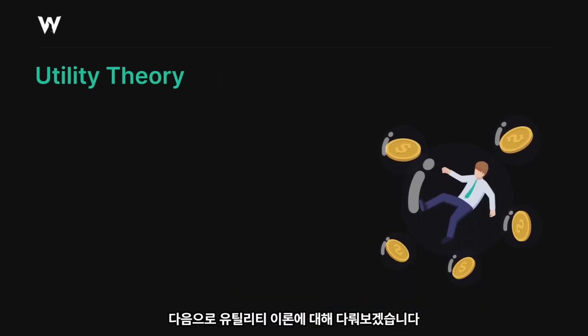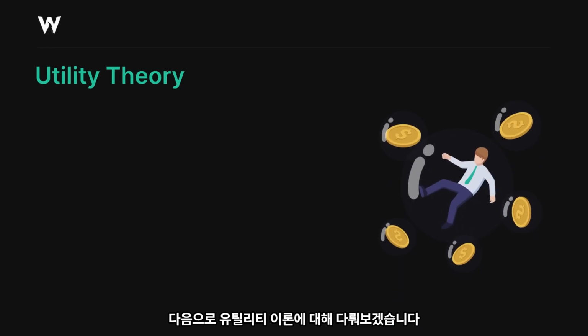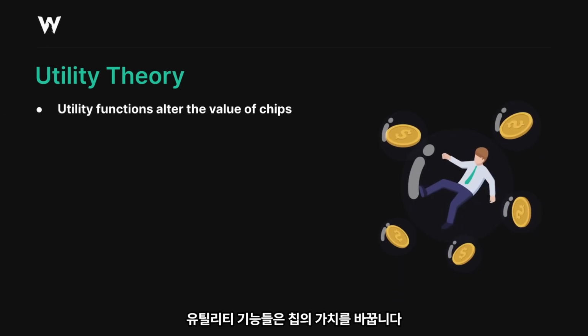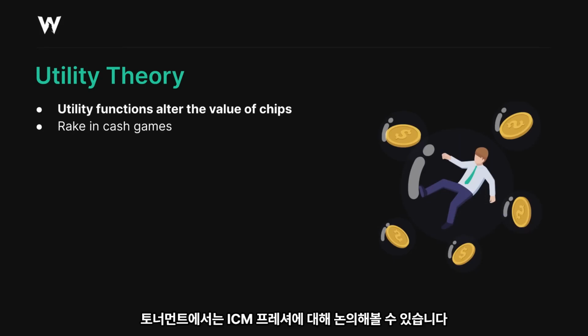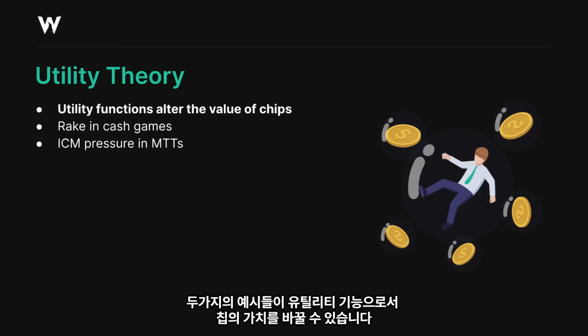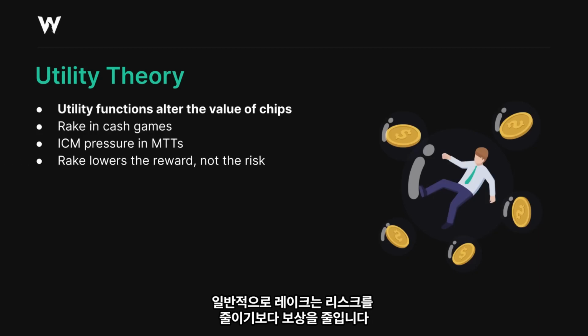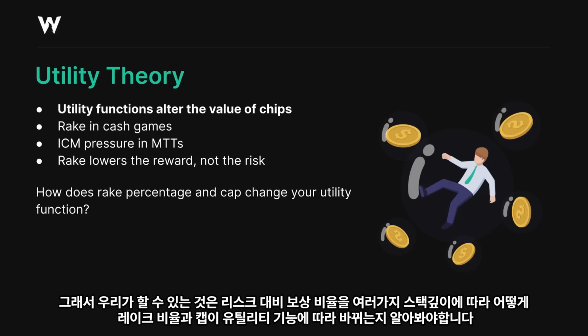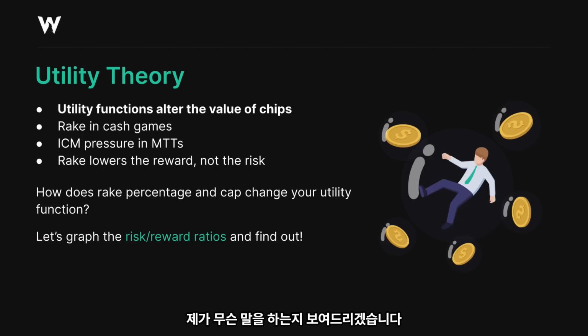Next, I'd like to visualize utility theory. Now, utility functions are something that alter the value of chips. So in a cash game, we can talk about rake. In a tournament, you could talk about ICM pressure. These are both examples of utility functions that alter the value of what a chip is worth. In general, rake tends to lower the reward rather than the risk. And so what we could do is we can see how rake percentage and cap changes our utility function by graphing our risk-reward ratio at different stack depths. Let me show you what I mean.